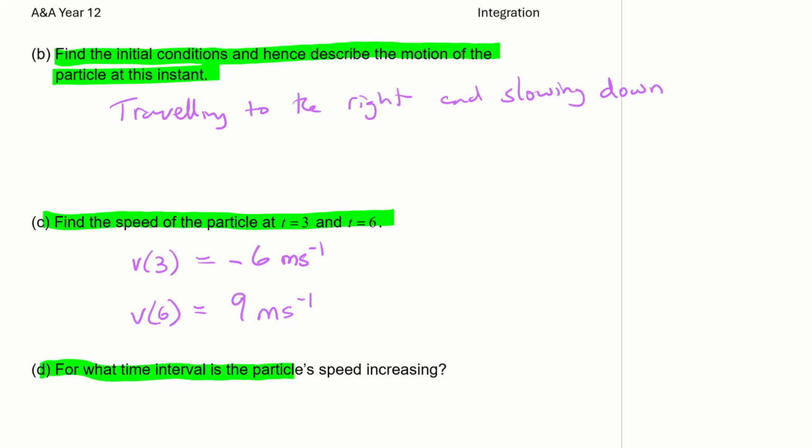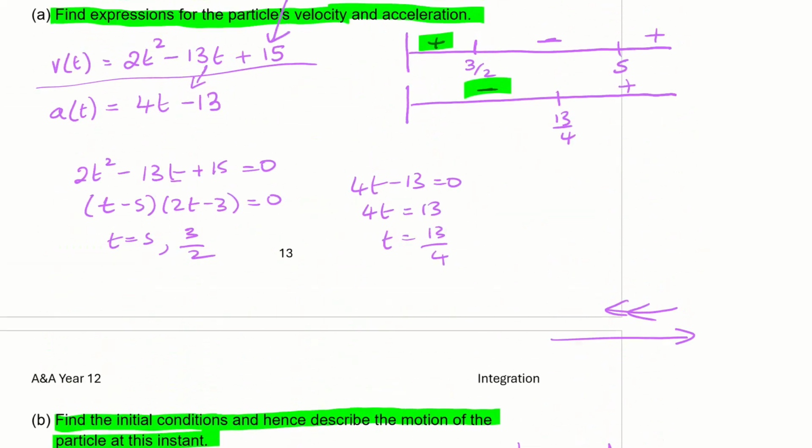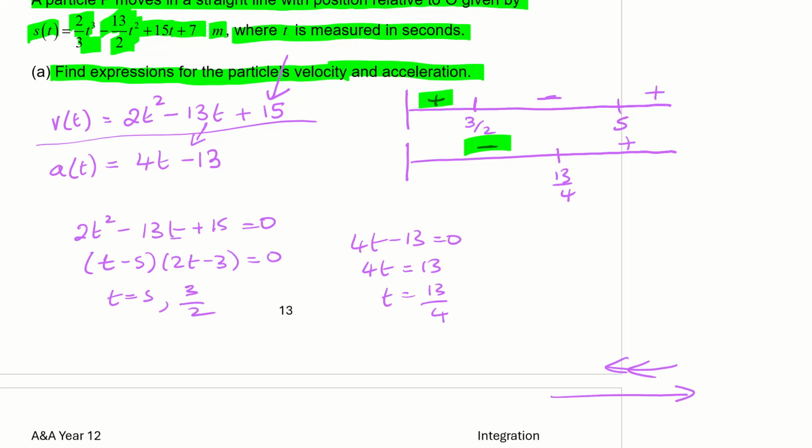For what time interval is the particle's speed increasing? Well, for it to increase, we either need velocity that way and acceleration that way, or velocity this way and acceleration that way. In other words, the acceleration needs to be in the same direction as the velocity. So looking back at our diagram here, we can see between here and here, both velocity and acceleration are negative. So that's between 3/2 and 13/4.